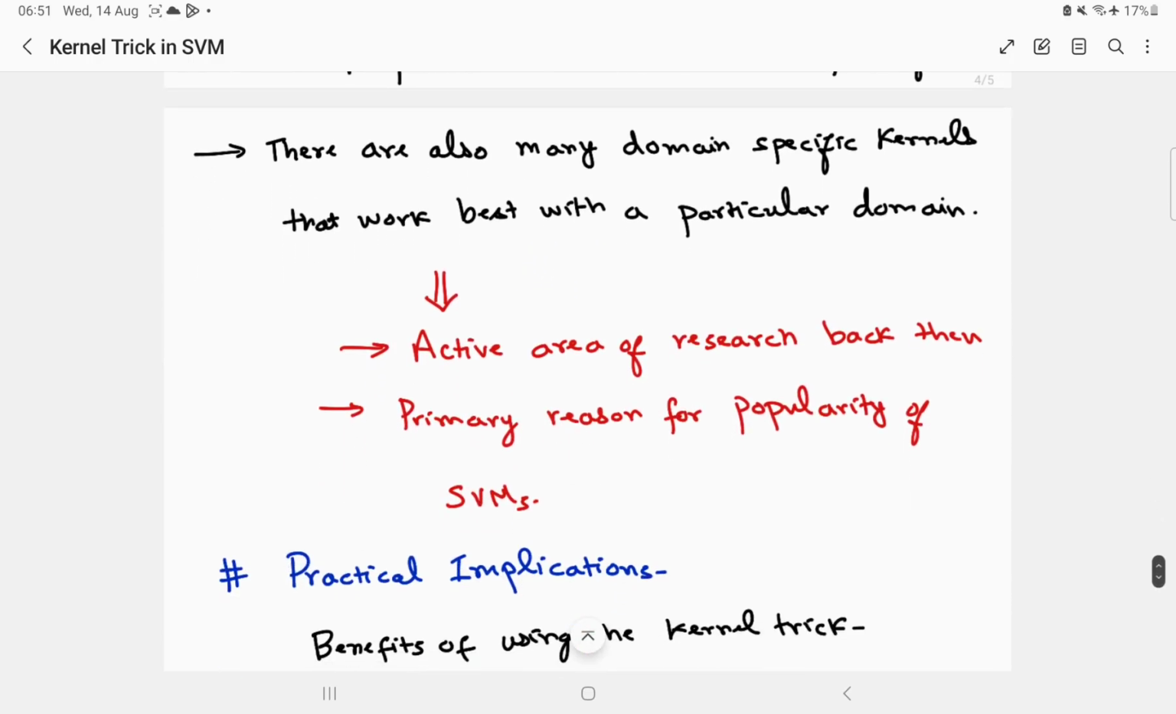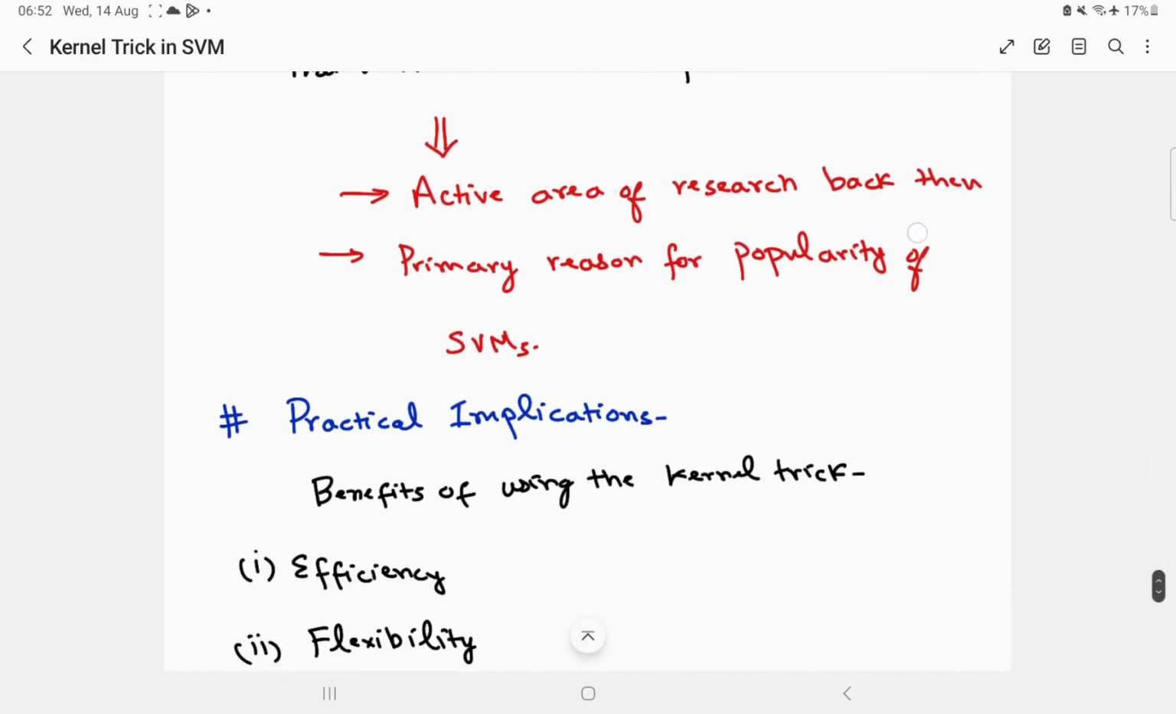And the important thing to note here is that there are also many domain specific kernels that work best with a particular domain. So say for example, if you're working in the medicine domain or in the finance domain or any other domain, people have come up with domain specific kernels that work really well with a particular kind of data. And this was an active area of research back then. People were trying to come up with their own kernel functions for their respective domains. And back then, this was one of the primary reasons for the popularity of SVMs, right?